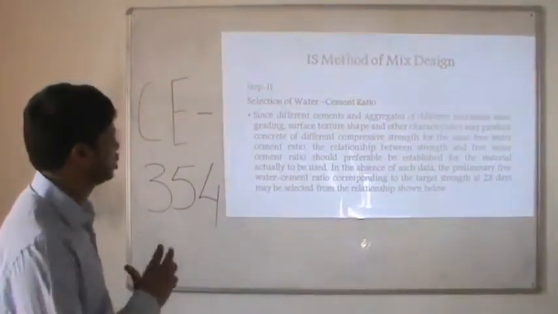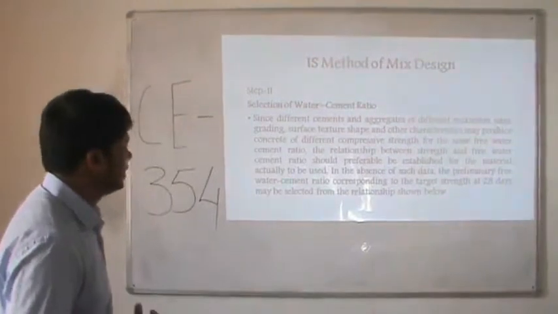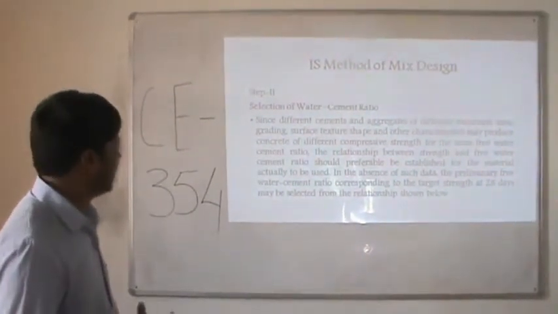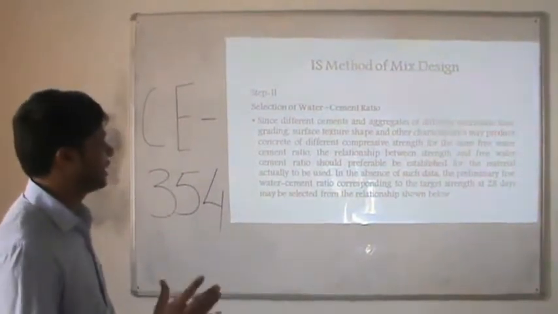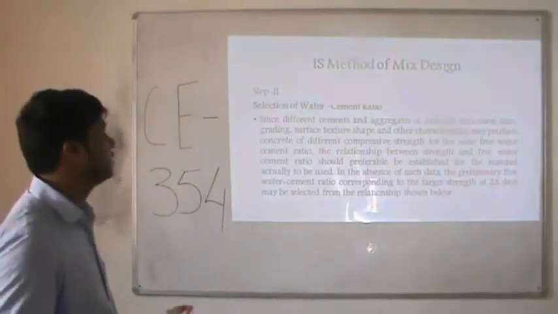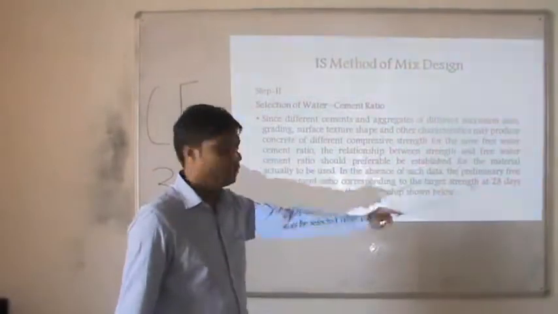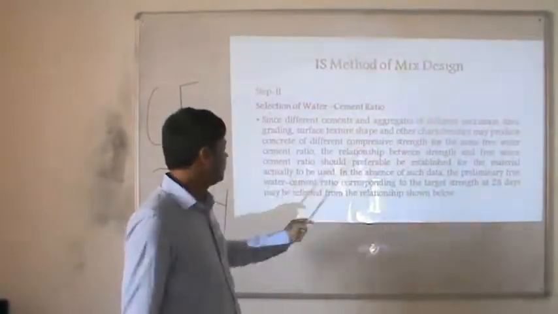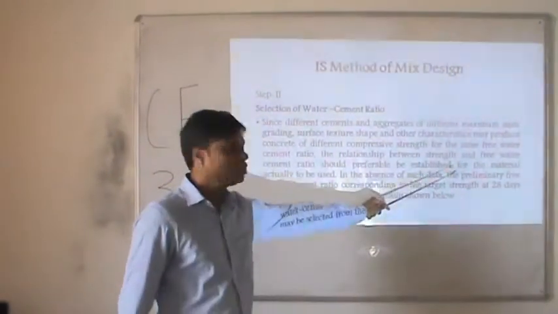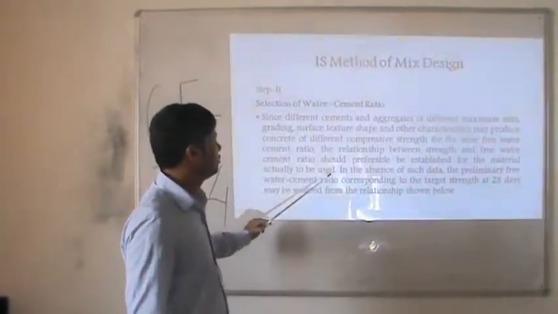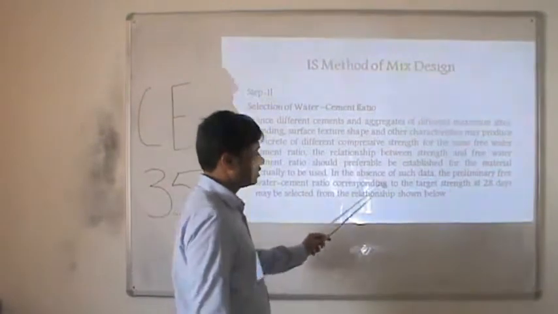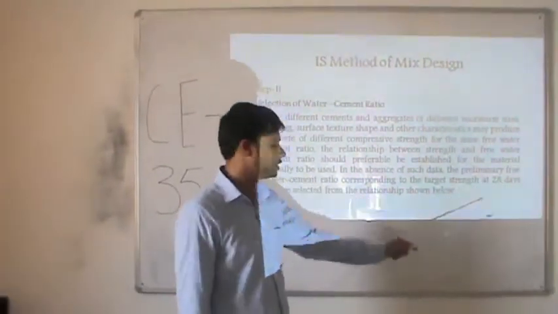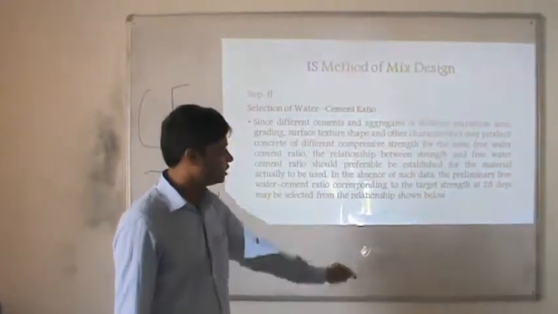Now step 2 will be selection of water cement ratio. Since different cement and aggregate of different maximum sizes, grading, surface structure, shape and other characteristics will produce concrete of different compressive strength to the same free water cement ratio, the relationship between strength and free water cement ratio should be preferably established for the material actually to be used. In the absence of such data, the primary free water cement ratio according to the 28 days strength will be selected from the relationship shown.